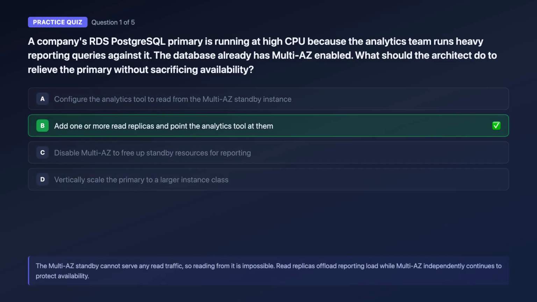The right call here is B. The multi-AZ standby serves no read traffic at all, so A is impossible. Disabling multi-AZ throws away your availability, and scaling up is costly and doesn't isolate the load. Read replicas absorb the reporting queries while multi-AZ keeps protecting availability completely independently.